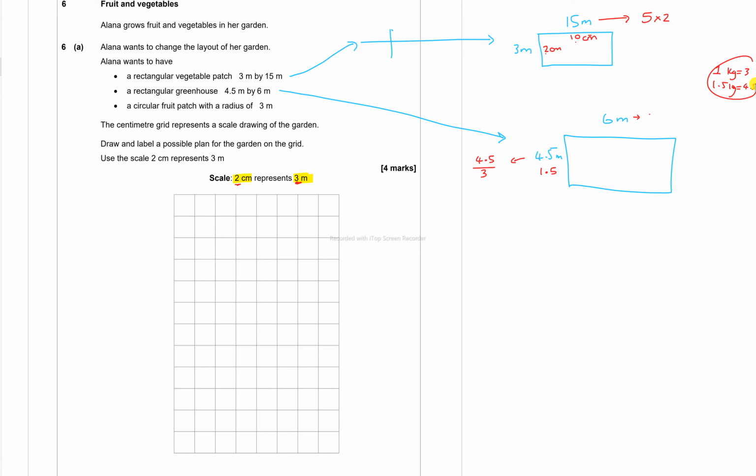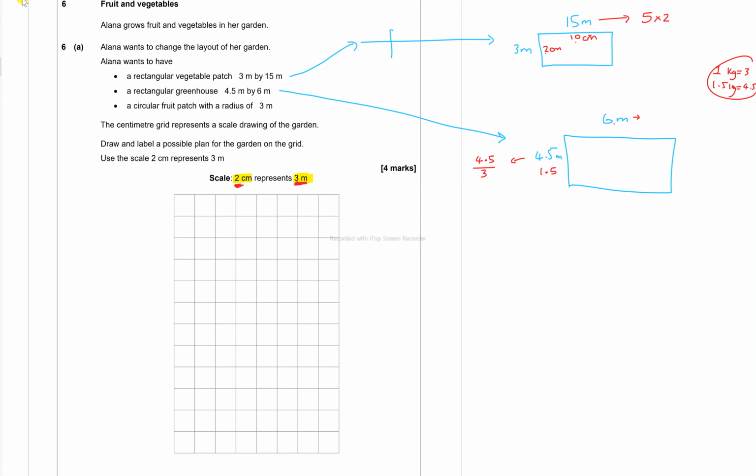Right, 6 meters. 6 is the same as 3 times 2. So how many 3s are there in there? 2. And every 3 meters is represented by 2 centimeters. I don't know if I'm going through this in the most efficient way. So 3 times 2 is 6. So what I'll do is, right, let me try to explain it in a better way.